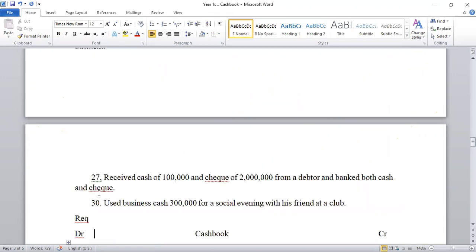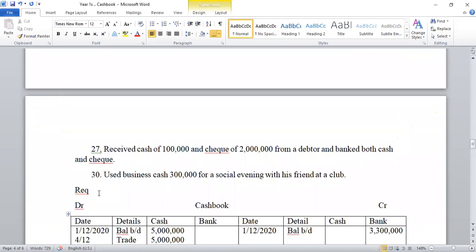So that's 27th. So I'm going on to the 30th transaction. On 30th, they're saying we used the business cash for a social evening with his friend at the club. Now, where you use company assets or money for your personal stuff, we call that drawings. I hope you know that. So with drawings, because cash is reducing in our business, therefore I'll credit cash, then debit drawings, as easy as that.